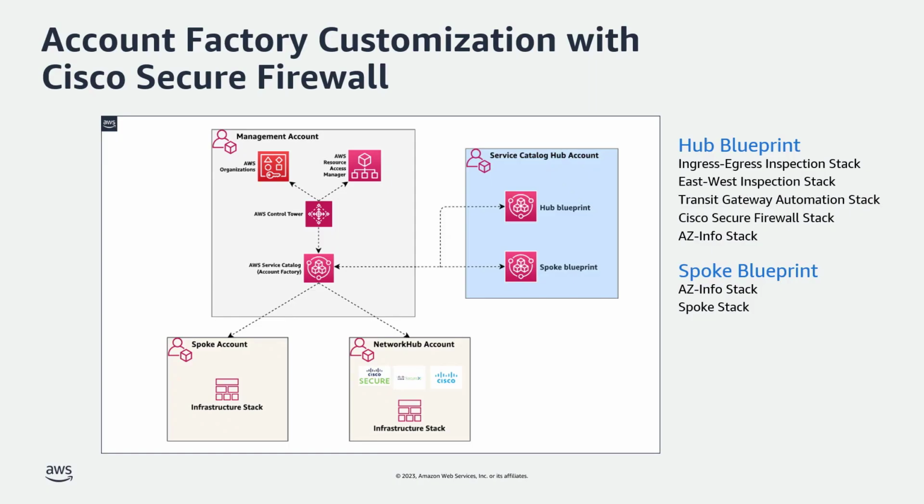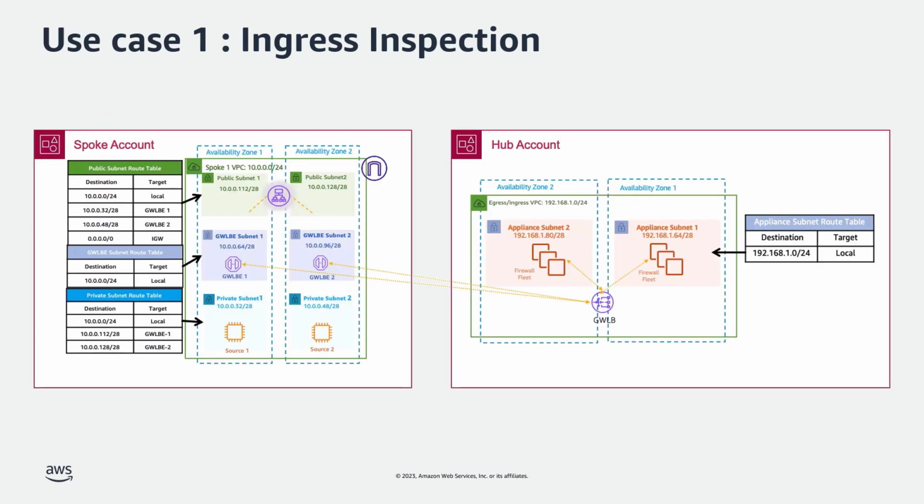Let's take a quick look at the solution architecture. From the AWS Control Tower interface, the user selects Hub and Spoke products to deploy. The Hub blueprint provisions the Cisco firewall stack in the Hub account utilizing AWS best practices. The Spoke blueprint provisions the Spoke product in one or more Spoke accounts where the application workloads will reside. Once traffic is flowing, each Spoke account redirects its traffic into the Hub account for inspection. This video will focus on the ingress inspection use case.